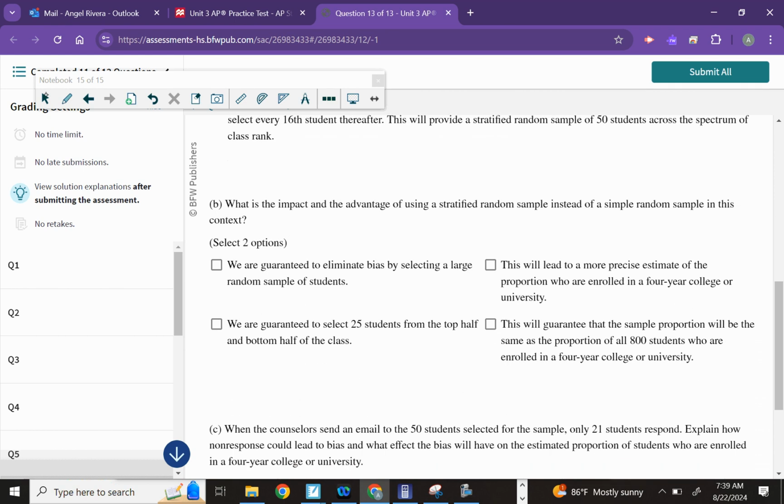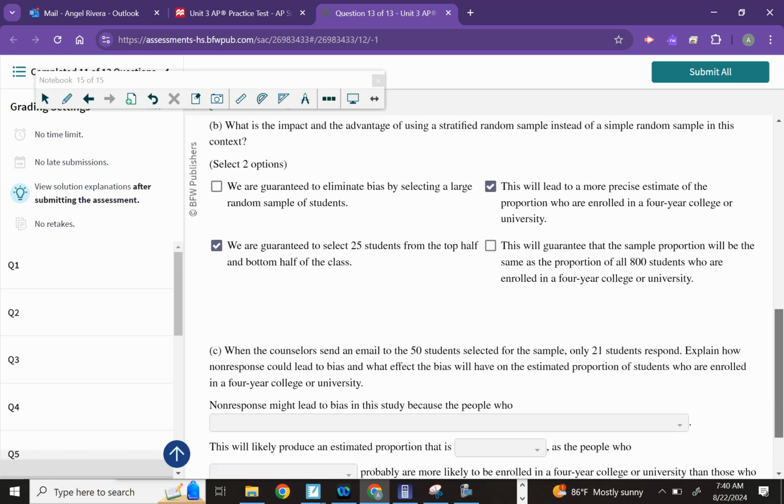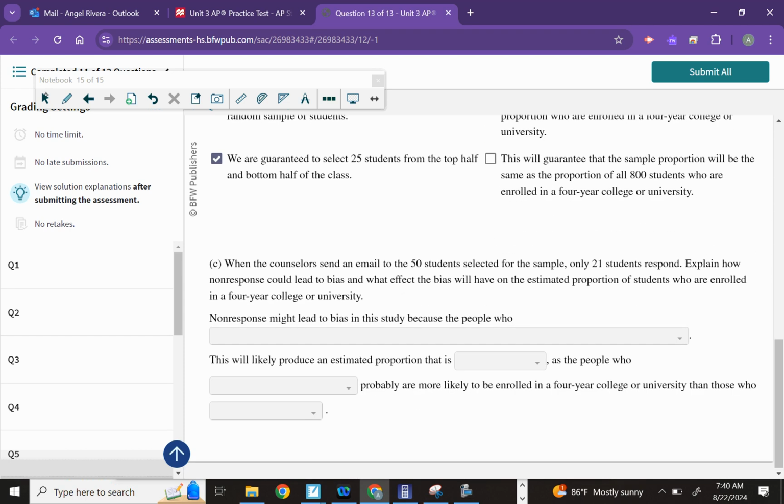What's the impact and the advantage of using a stratified random sample? We are guaranteed 25 students from the top and bottom half, and that will lead to a more precise estimate. So when counselors send an email to 50 students selected for the sample, only 21 students respond. Explain how non-response could lead to bias and what the effect of bias will have on the estimated proportion of students who are enrolled in a four-year college or university.